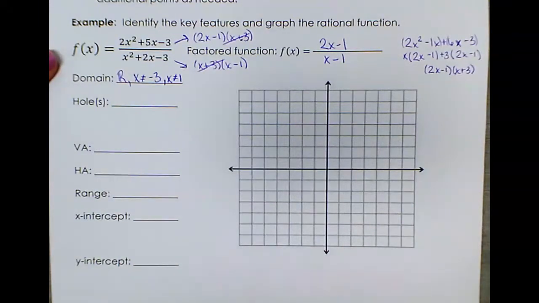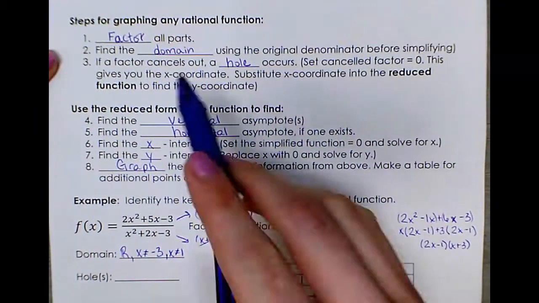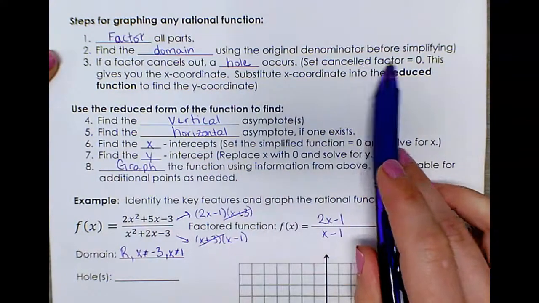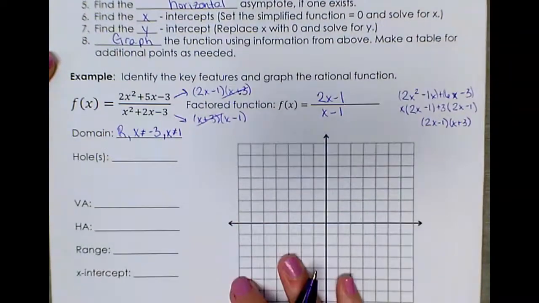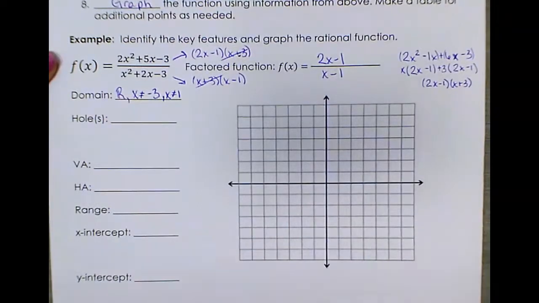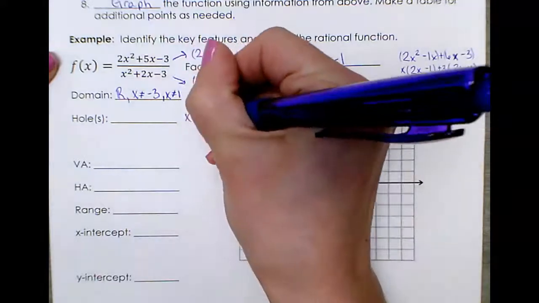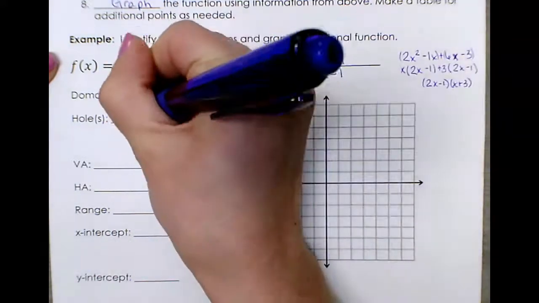Okay. The holes. Remember that after a factor cancels out, a hole occurs. So you set the canceled factor equal to 0, solve to get x, and then plug it back in to get y. So I go look at my canceled factor. My canceled factor was x plus 3. So I'm going to set x plus 3 equal to 0. x equals negative 3, so there's the x value of the hole.